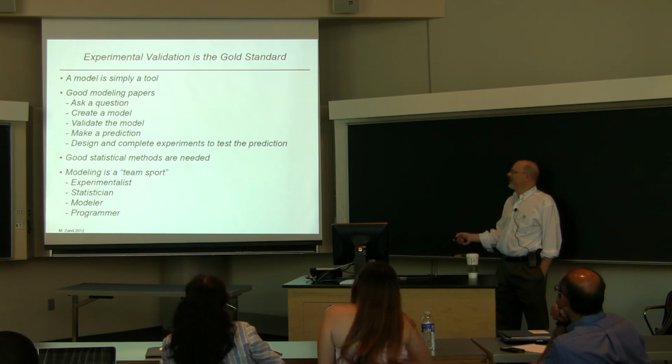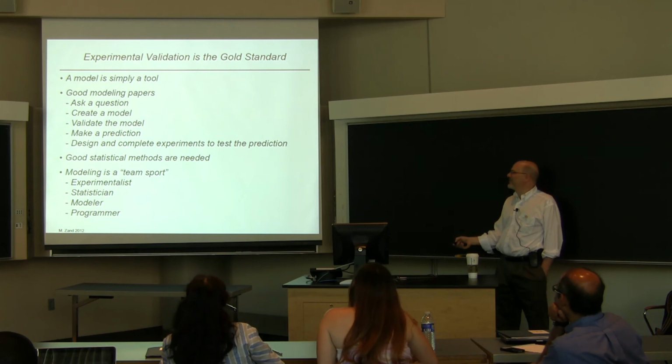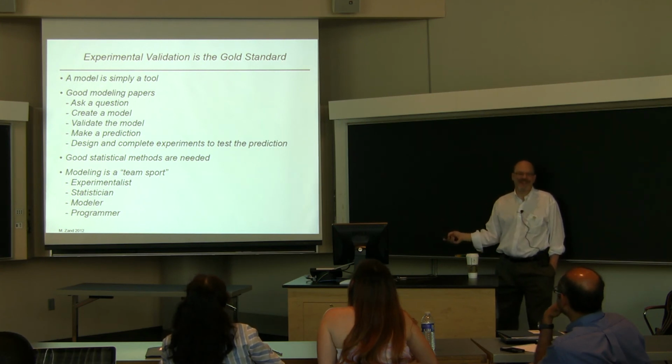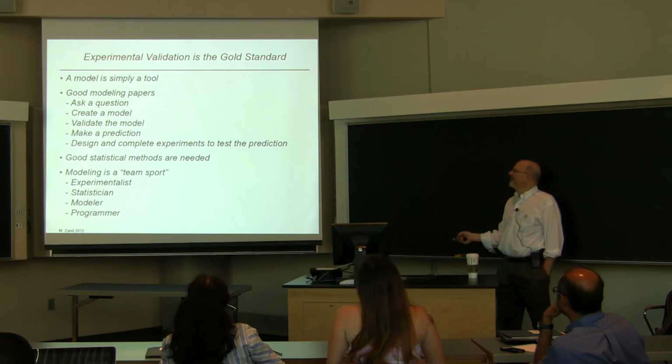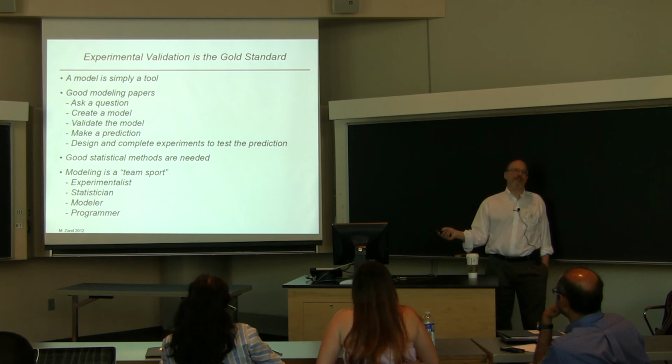And that means modeling is a team sport, as Hulin mentioned. You need experimentalists, statisticians, modeler, programmer. Sometimes these people are multi-skilled, so you don't necessarily need 4 people on every project. But you do need all of these skills in the team. The other thing is that you need to design and complete experiments to test your predictions.